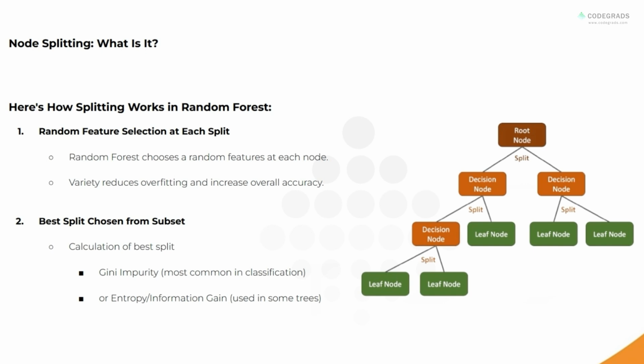Among these randomly selected features, the algorithm calculates the best split using a certain criterion. Those criteria are Gini impurity, entropy, or information gain. Gini impurity is the one most commonly used in classification problems.